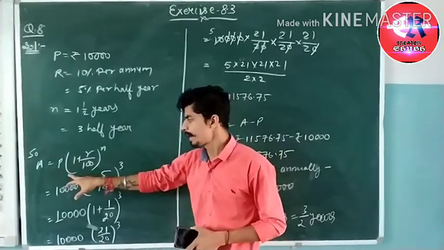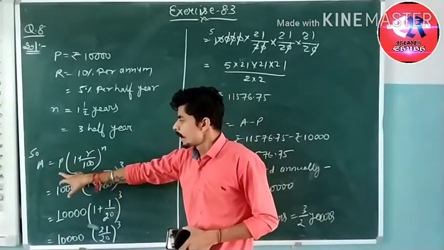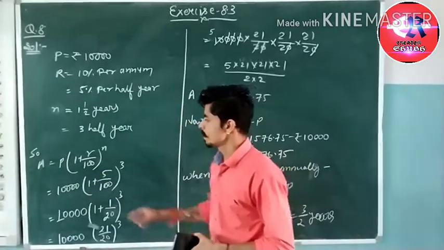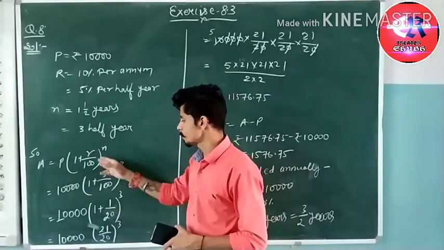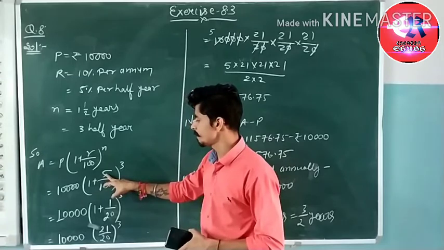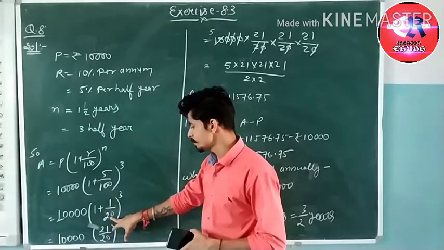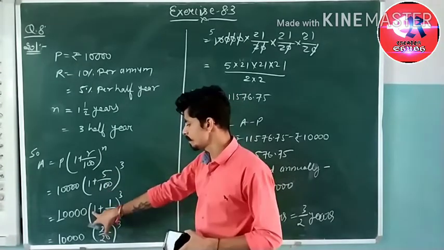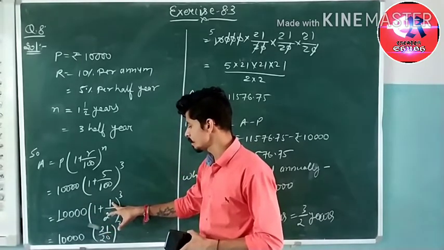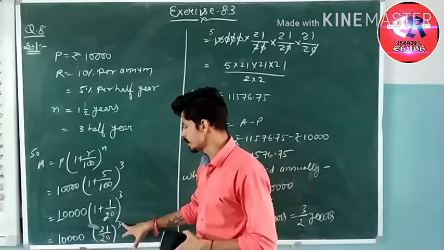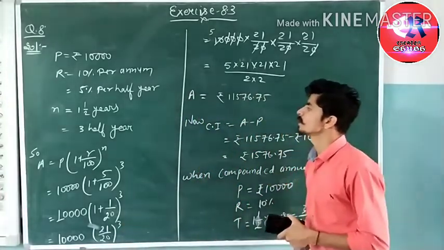So we have to find the amount, which is equal to principal into (1 plus r upon 100) to the power n. We put all the values, and 5 divides 100 by 20 times. So 20 times 1 is 20, added with 1 makes 21 upon 20, and the whole power will be 3.